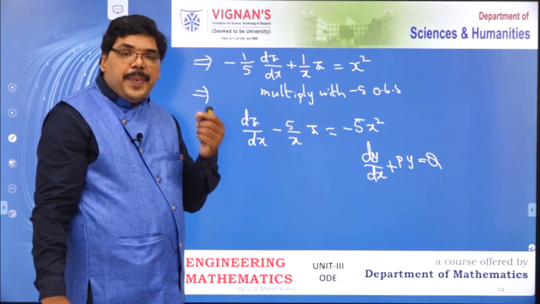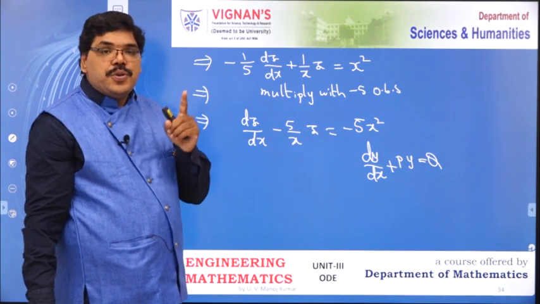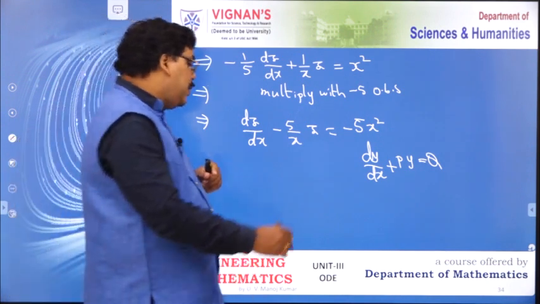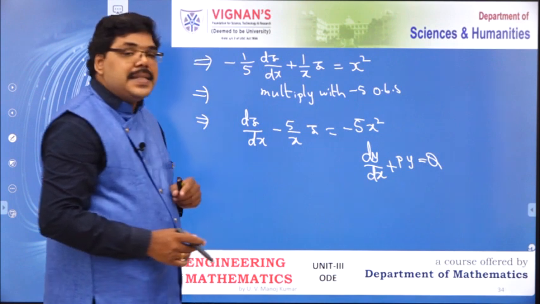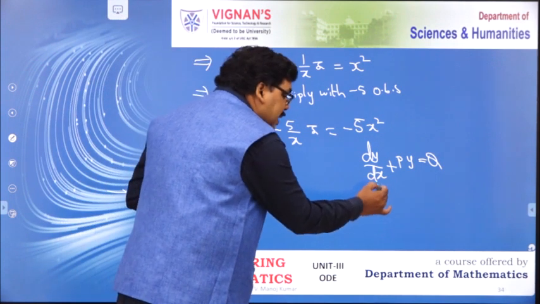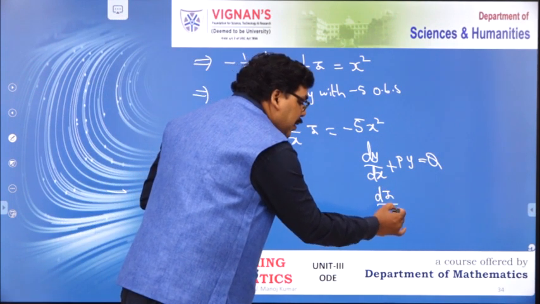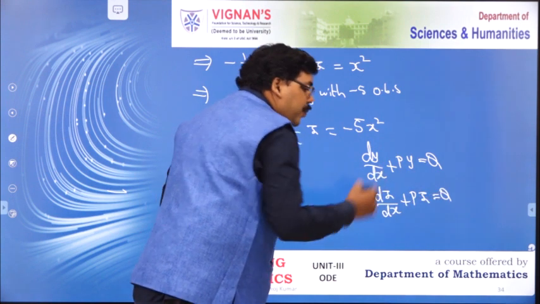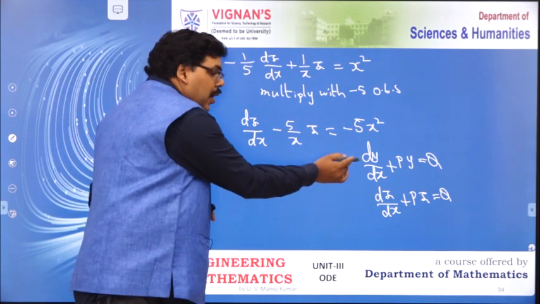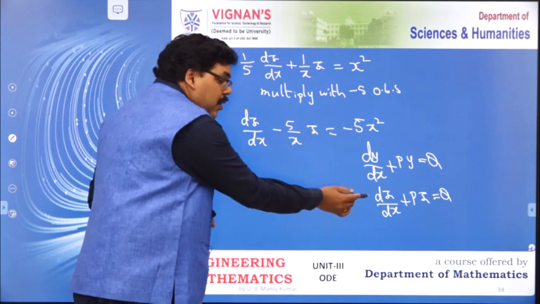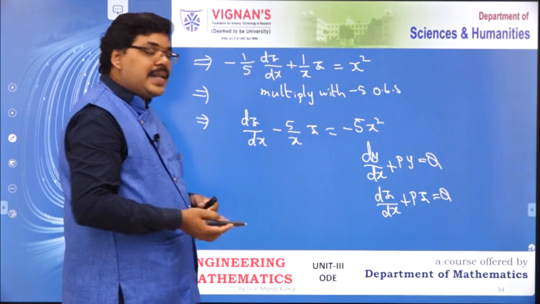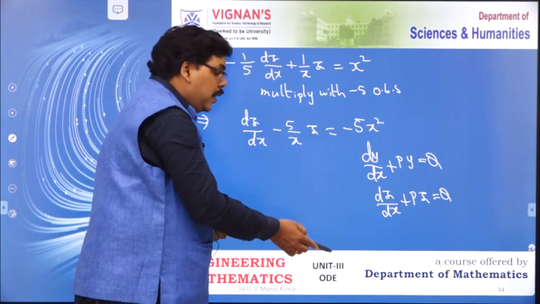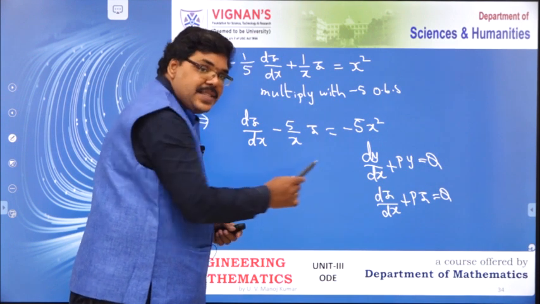Here, dependent variable y is substituted in terms of z. So replace y with z. When you replace y with z, you get dz by dx plus pz equals q. This is called linear in y. This is called linear in z. What is the dependent variable here? Y. So this is called linear in y, whereas this is called linear in z.